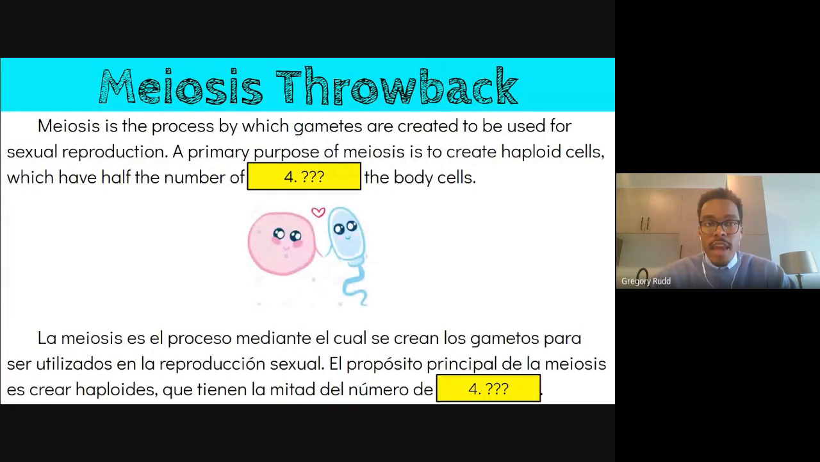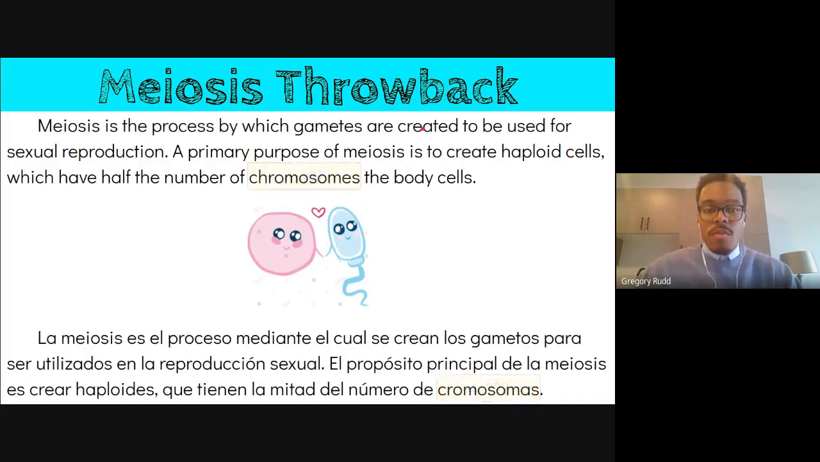Okay, parent cell. It's not that they have half the number of parent cells, but this is a specific type of DNA that they have. This is chromosomes. Okay, so let me just read this whole thing. Perhaps this is something good to write down if you didn't know any of these blanks. Meiosis is the process by which gametes are created to be used for sexual reproduction. A primary purpose of meiosis is to create haploid cells, which have half the number of chromosomes of the body cells. Okay, so if your body cells have 46 chromosomes, then your haploid cells will have 23 chromosomes. They have half the number.